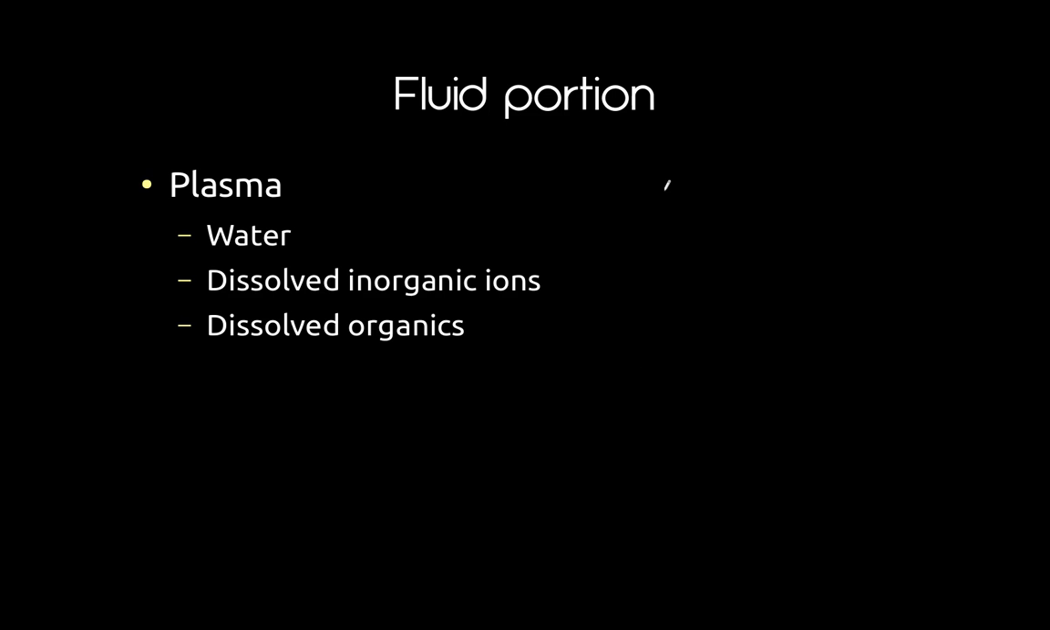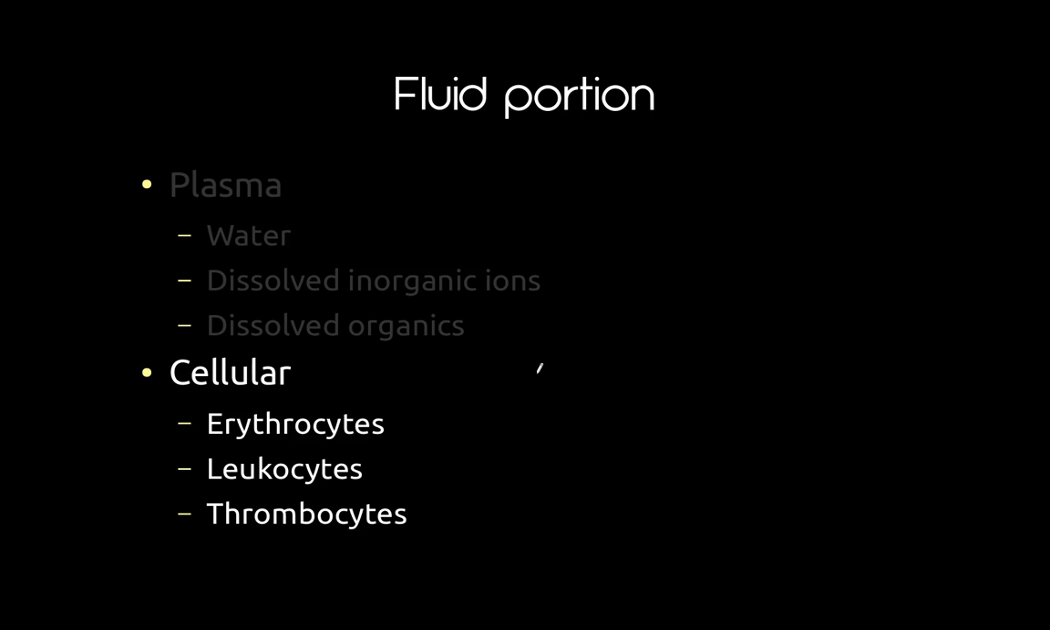So let's talk just a little bit about the different portions of this that we're talking about. First off, the fluid portion. In the fluid portion, or the blood, we have two different portions: a liquid portion, and also a cellular component. The aqueous portion of this is known as plasma, and it's going to consist of several different things. First off, it's going to have water in it, then also dissolved inorganic and organic ions. They're going to help it solve its job.